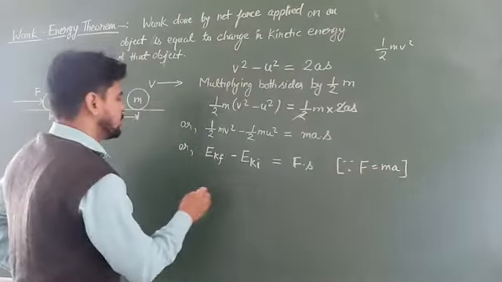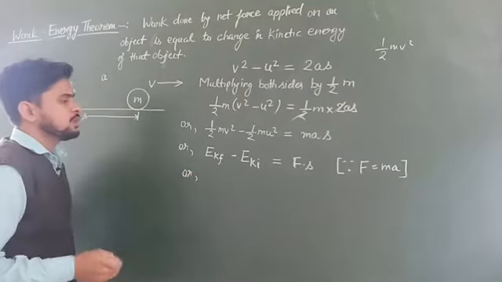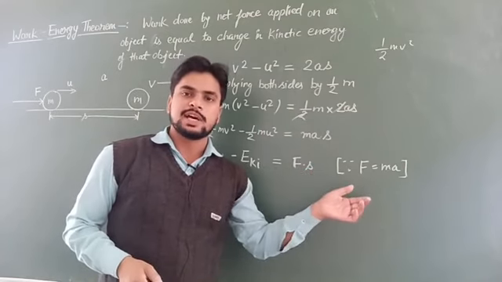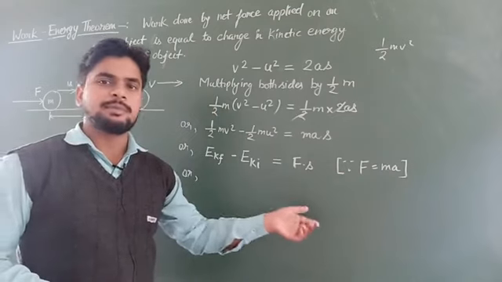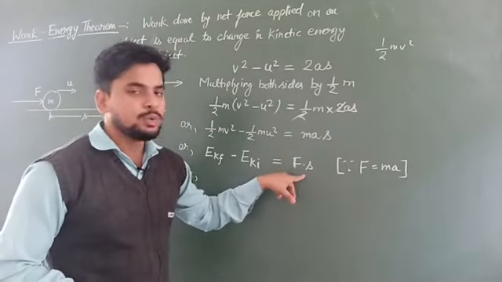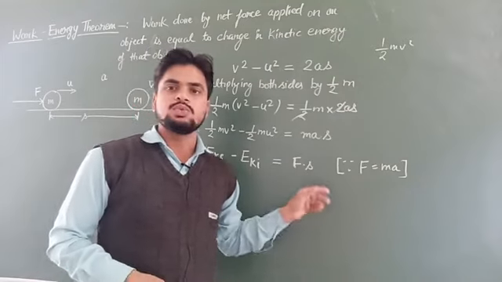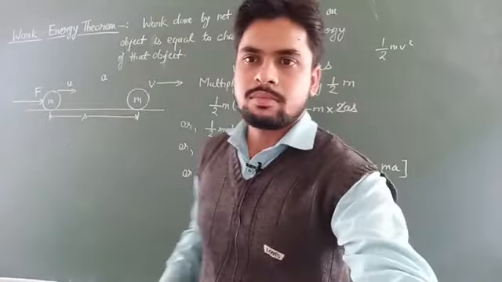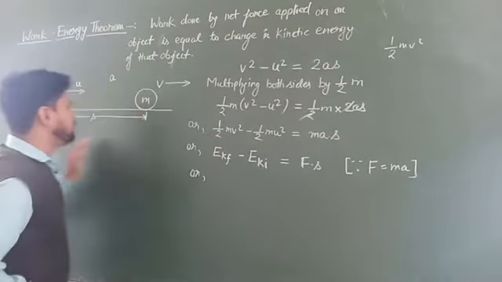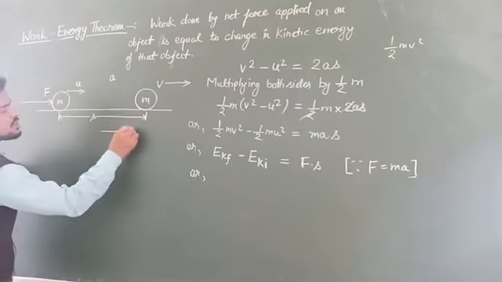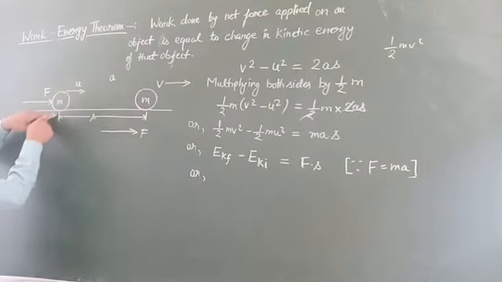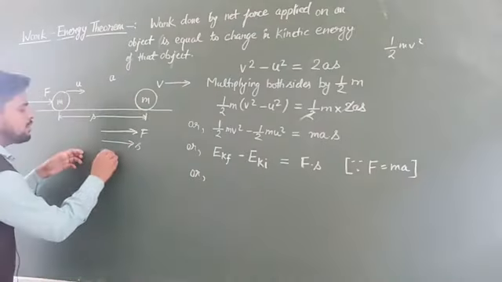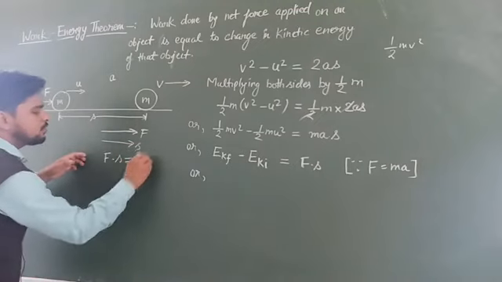Okay, students. Now if the force and displacement are in the same direction, then we can write F into s equal to work done. Here you can see in this figure, this is the direction of the force, and the object gets displaced from here to here. So this is the direction of displacement. Both have the same direction. So F into s can be written as work done.